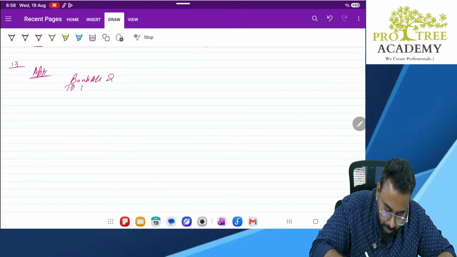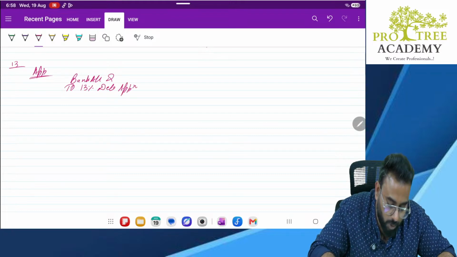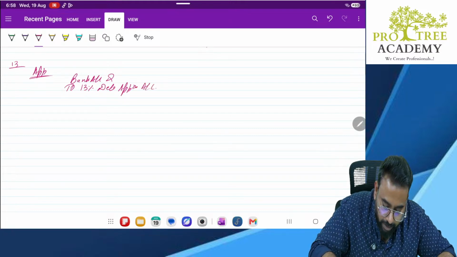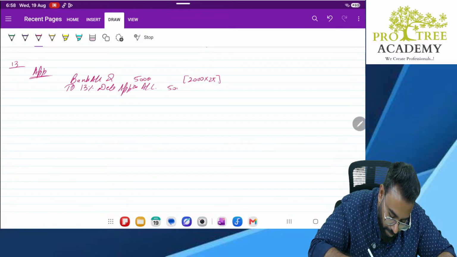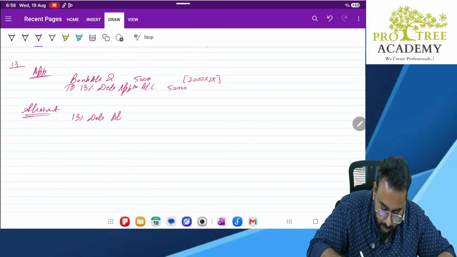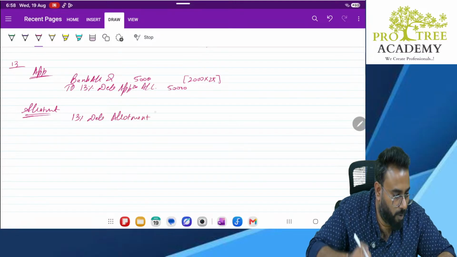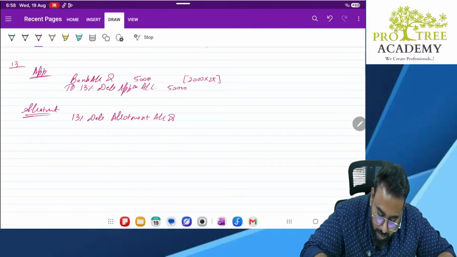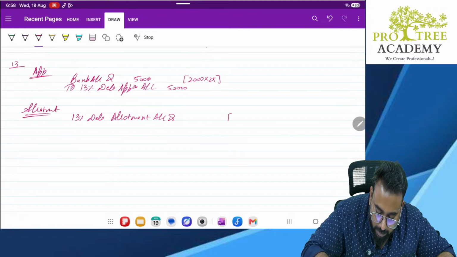13% debenture application account. How much is it? 2000 into 25. Allotment happens. Correct? 13% debenture allotment account debit. How much? 35 rupees. So 2000 into 35, 70,000.